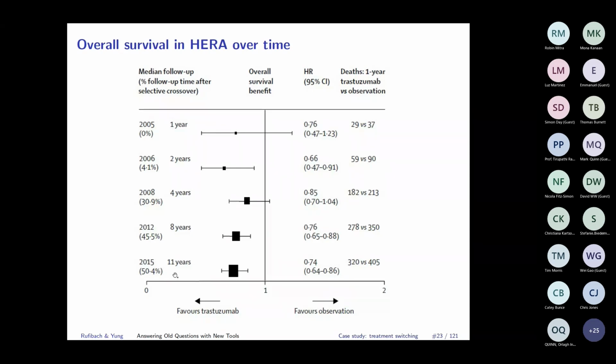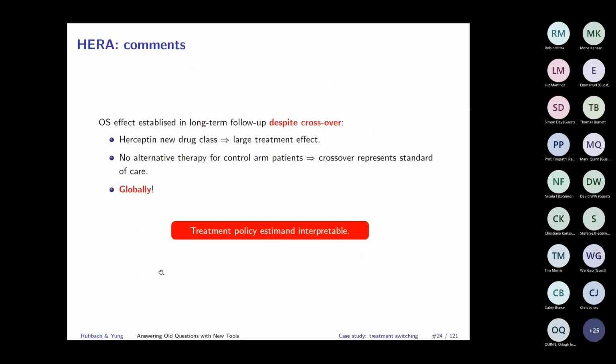And when we compute overall survival by just looking at until the patients died, not accounting for the fact that half of the control patients have crossed over, then we say in the addendum language, we use a treatment policy estimand. Okay, and because of these reasons, this estimand is interpretable here.